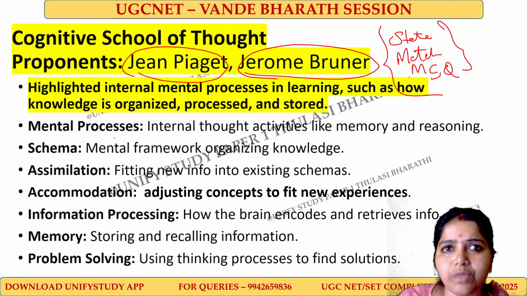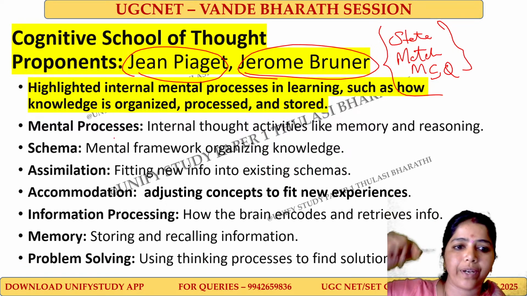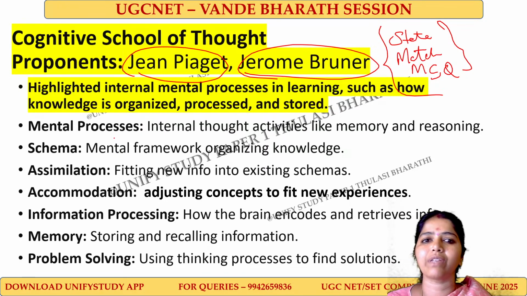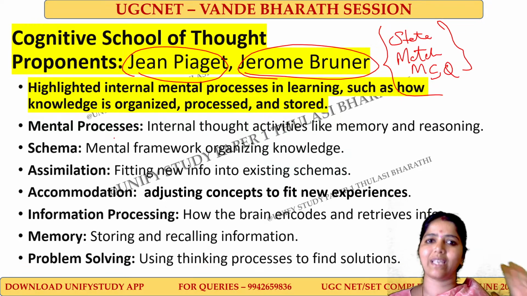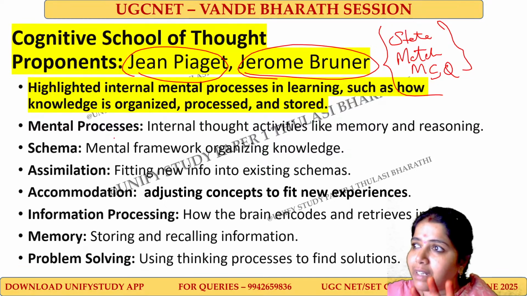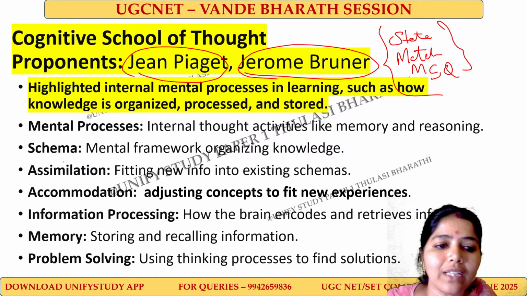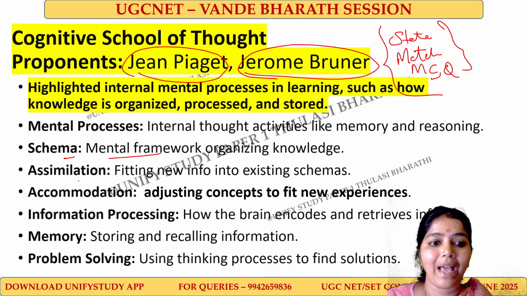The mental process means what? How our mind thinks, how our internal memory works for it. And schema means what? Our mental framework regarding something we call schema. Everything we learn in our life starts with a schema. It starts with an empty template, and that template will be filled up as we learn from people, as we grow. So here the schema is nothing but a mental framework organizing some knowledge in our mind.